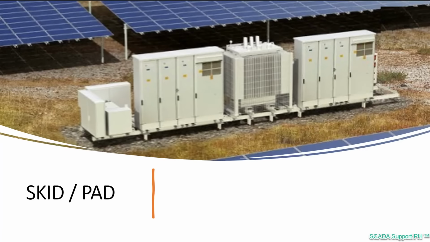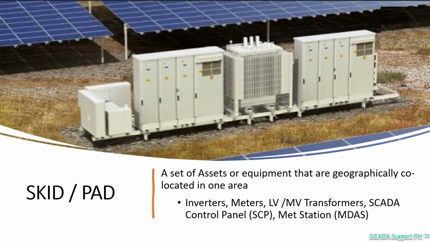Here we have the skid. A skid is basically a set of assets or equipment that are geographically co-located in one single area. It's composed of your inverters, meters, your low voltage and medium voltage transformers, your SCP or SCADA control panel, and your Metstations, or what we call MDAS.